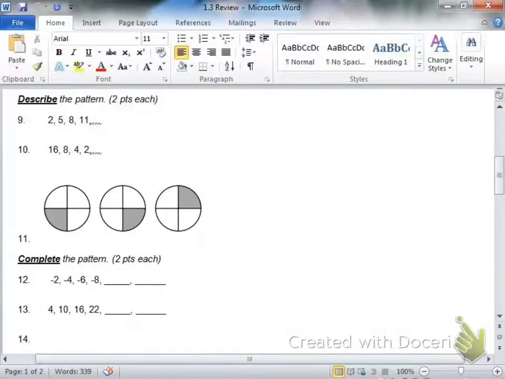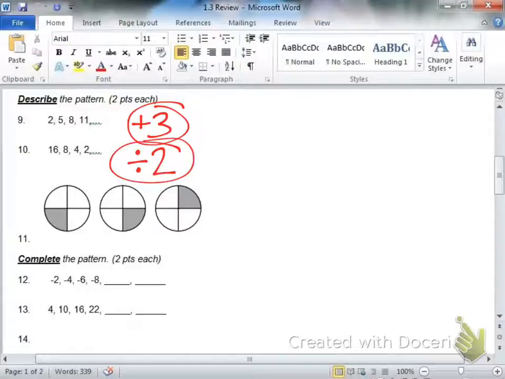All right. So notice the directions for number 9, 10, and 11 say to what? Describe the pattern. So you don't have to finish the pattern. You're just telling me what's happening. So yes, add 3. Okay, what's on the next one? You're dividing by 2. You're taking away 4 between the 8 and the 4, but yeah, the easiest way for that one is to just divide by 2.